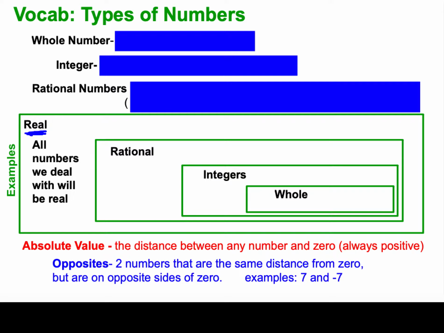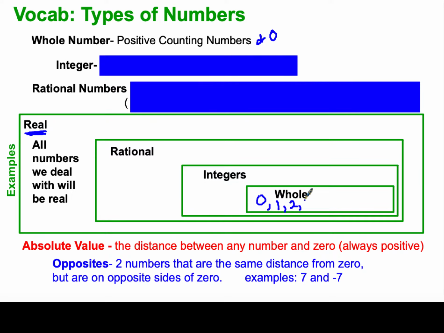However, there are some smaller classifications of real numbers, and we're going to start at the bottom and work our way out. So again, whole numbers would be all the positive counting numbers, and zero. Whole numbers would be 0, 1, 2, 3, 4, and so forth and so on.